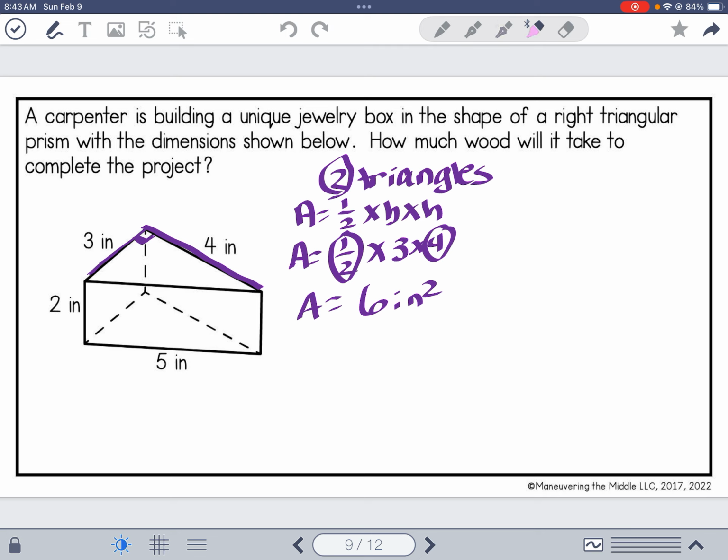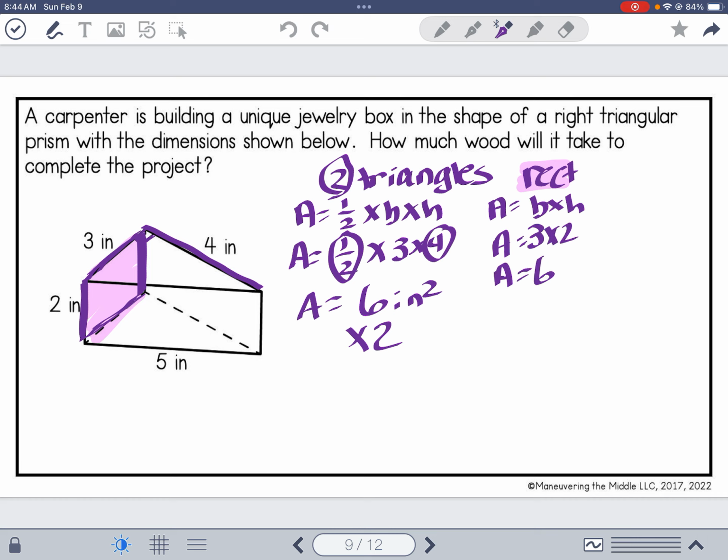Now I'm going to do this rectangle on the left-hand side, so I'm only looking at that one rectangle. Area of a rectangle is base times height. You might want to go down here and put times 2 because we have 2 of them. Area equals, so this is a 3 by 2. Can everybody see 3 by 2? The area of that rectangle is 6.